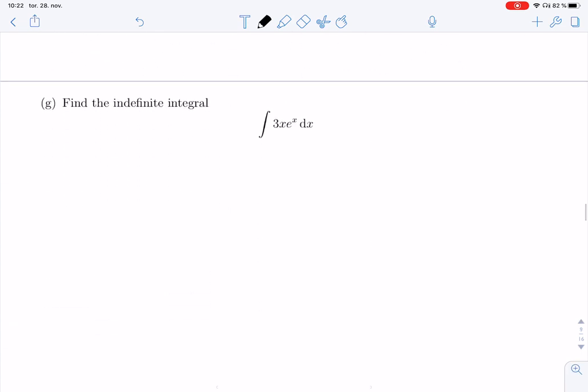The last one. Here you see you have something with e that is multiplied with something else by x. And the thing we have here now is quite simple to find the derivative and the integral of. So we will probably need to use integration by parts.